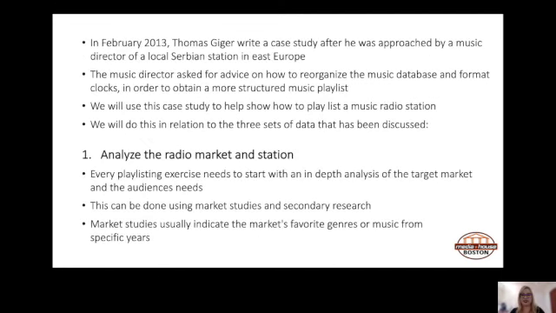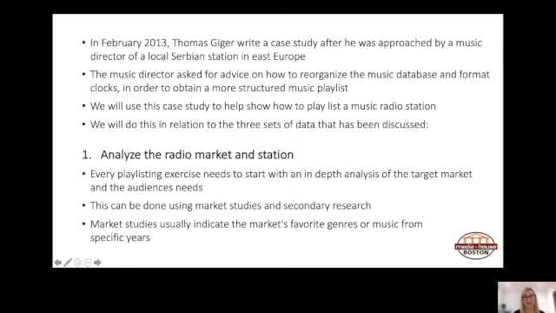In Feb 2013, Thomas Geiger wrote a case study after which he was approached by a music director of a local Serbian station in Eastern Europe. The music director asked for advice on how to reorganize the music database and format clocks in order to obtain a more structured music playlist. And there were 3 sets of data that have been discussed.